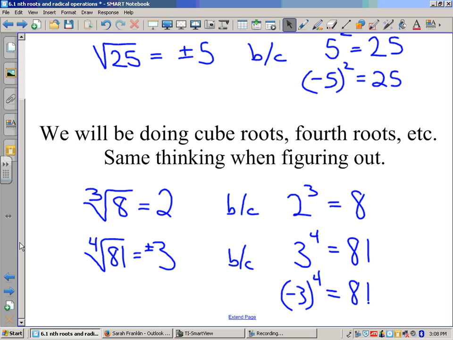Why is the cube root of 8 equal to 2? Because 2 times 2 times 2 is 8. Why is the fourth root of 81 plus or minus 3? 3 to the fourth is 81. Negative 3 to the fourth is 81.